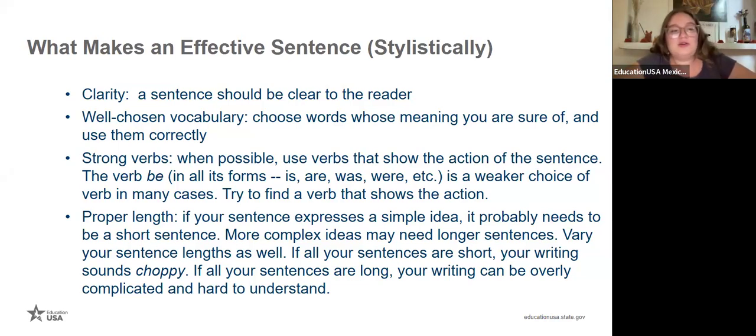You also want to make sure you use well-chosen vocabulary. Choose words whose meaning you are sure of and use them correctly. Don't use a big word because it may sound good, but if you use it wrong, it looks a lot worse than if you use a simple word.